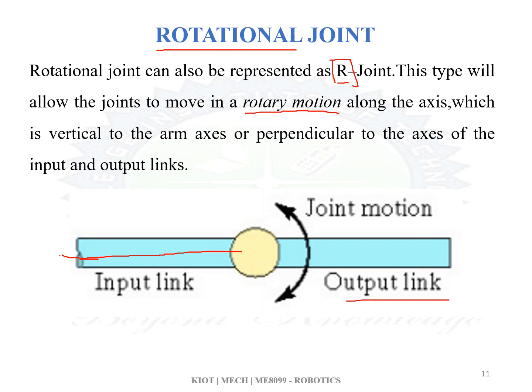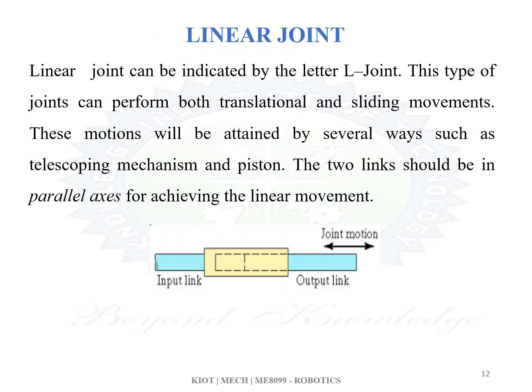Let's go into the next type of joint, which is the linear joint, and the joint notation is capital L. In this we get the output in a linear format. This is your input link, and this is your output link, which is going to perform the desired operation. This output link goes to and fro to perform the desired operation.